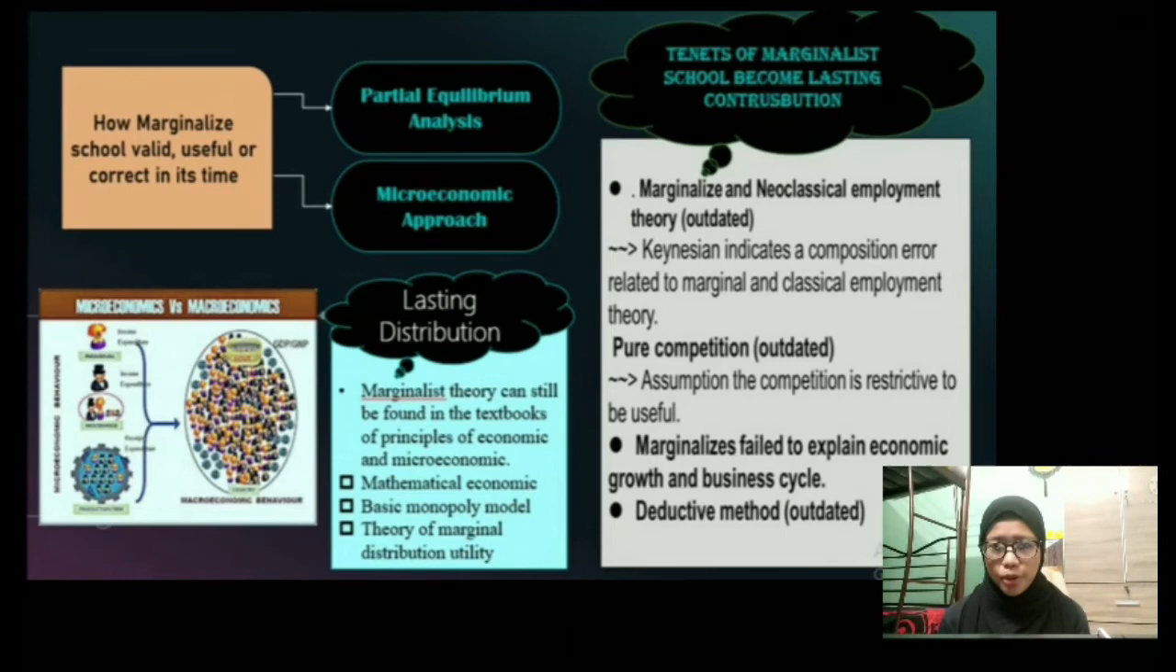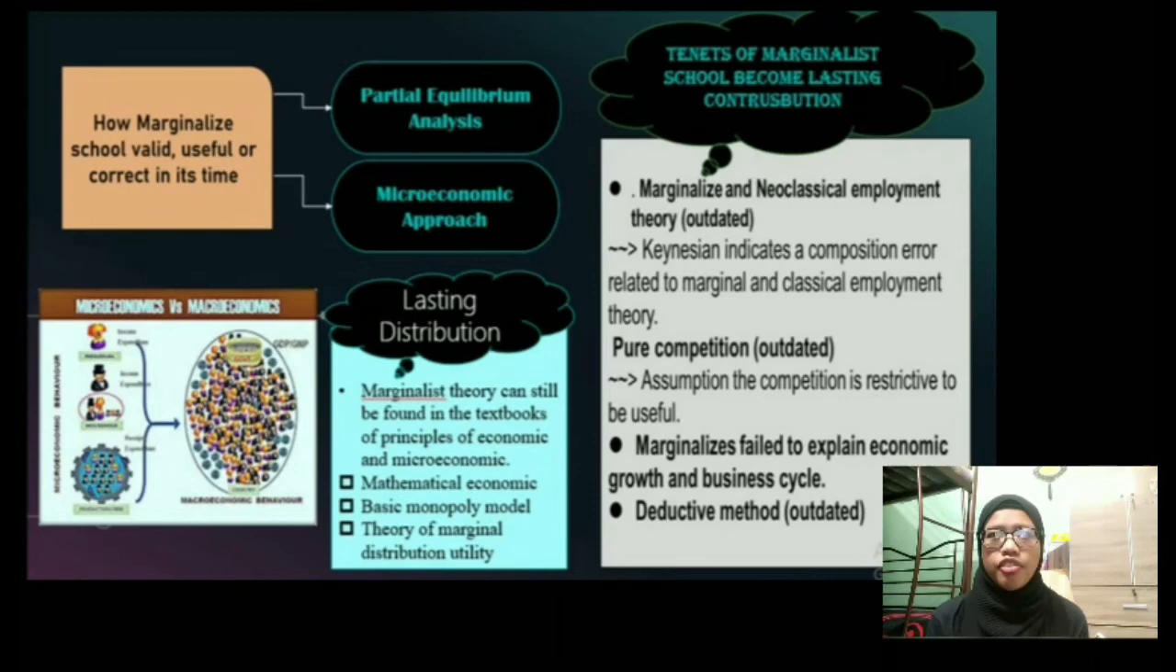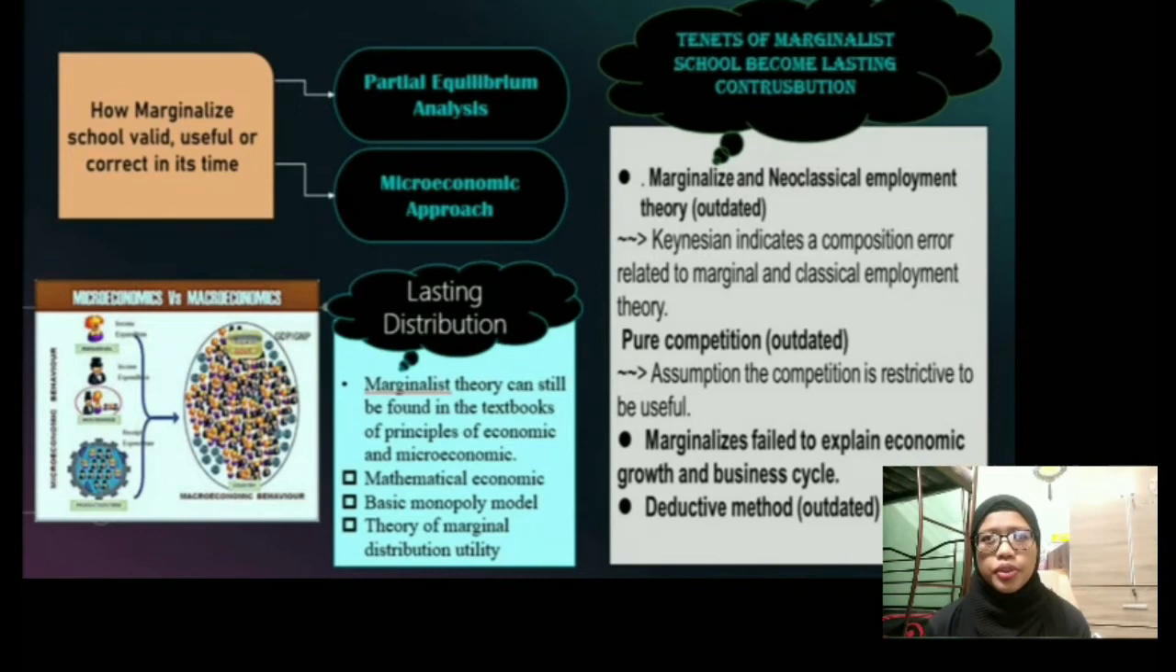Okay, now we go to see which tenets of the marginalist school became a lasting contribution. Okay, the first is marginalist and neoclassical employment theory. In this, Keynes pointed to the fallacy of composition associated with marginalist and neoclassical employment theory. If a firm were to cut its wages, it could expand its market by selling more goods at a lower price. The decline in purchasing power among its own employees will not affect it because they will normally buy only a negligible portion of its output. However, if all employers were to cut wages, they might find their market shrinking rather than expanding.